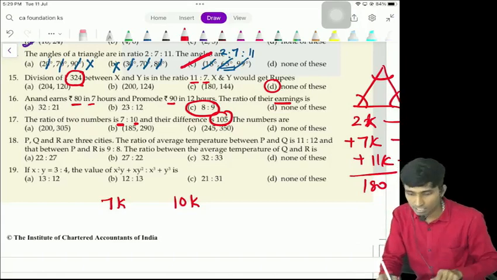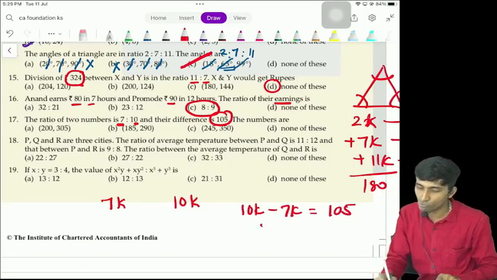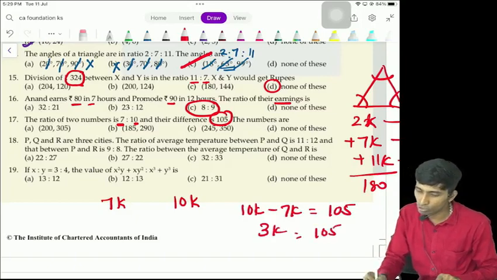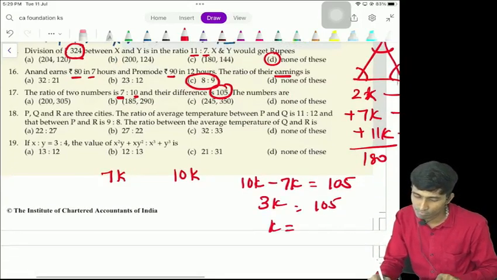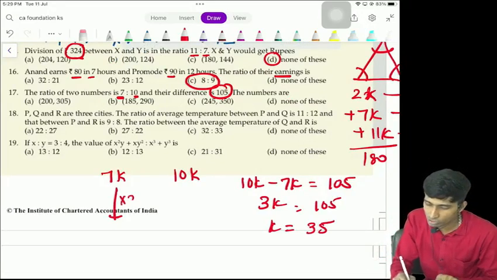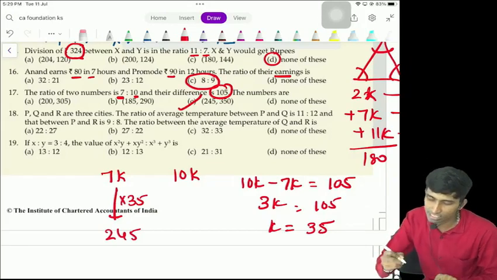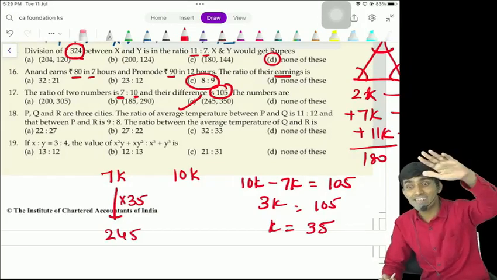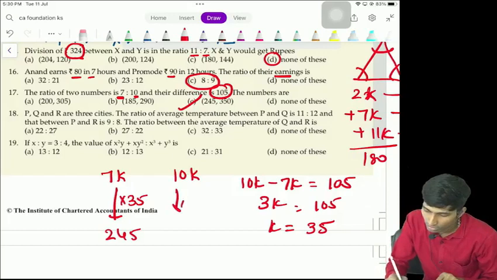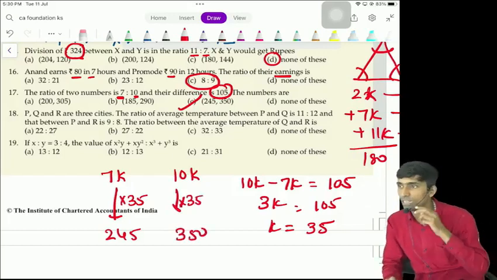Bigger number first now. So 10k minus 7k is how much? 105. So 3k is equal to 105. k is equal to 35. What are the numbers? 7 into 35, how much? 245. Where is 245? It is the answer. When there is none, always check for the other one also. 10 into 35. Okay, answer is what? 350. Confirm. Answer is what?